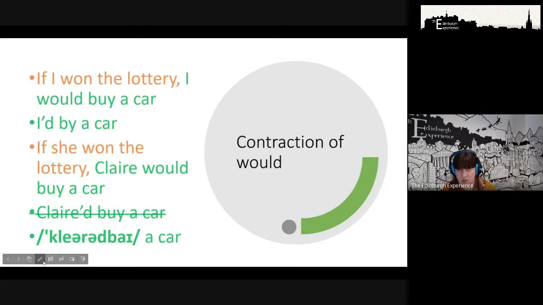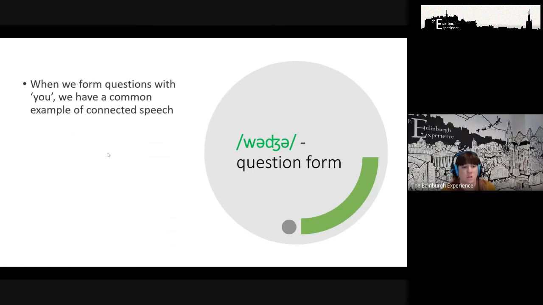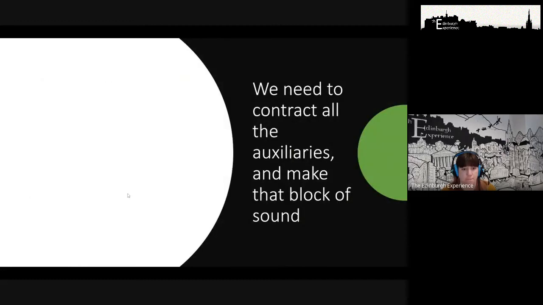And if we're making the mixed conditional, that's also going to apply because your consequence clause will be expressed here. Okay, remember as well, if you're making questions, we have that would you. So with the you, this was a common example of expected speech. So what would you do? Yeah, that's where we're going to make our connected speech. What would you do if you had more money? Okay, it will sound like this, your block of sound. What would you do?